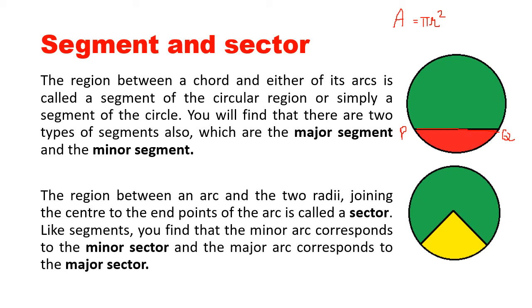So when you take the chord PQ, I'll write here as the line segment PQ, and you take the arc PQ, minor arc PQ, then this chord and this minor arc make a shape. The chord and the minor arc make a shape. This shape is called the minor segment. And when the chord and the major arc, this is the major arc, this makes up the major segment.